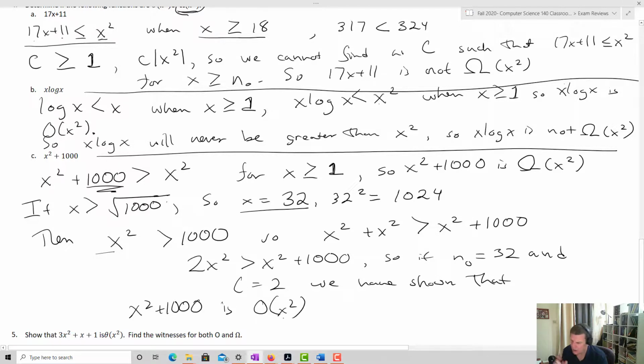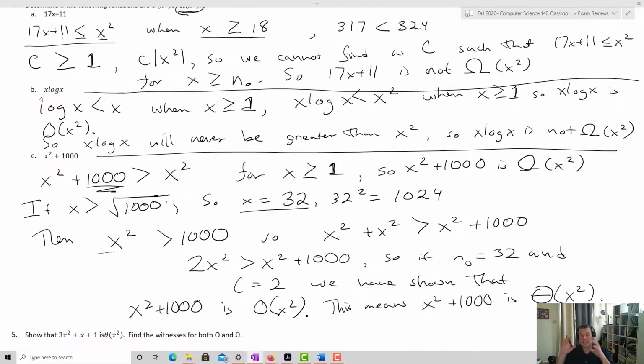We've actually found a constant, 2 in this case, such that when x is bigger than 32, we get 2x squared greater than x squared plus 1,000. So it's O of x squared. Now, since x squared plus 1,000 is both omega of x squared and O of x squared, this means x squared plus 1,000 is theta of x squared. It's big theta.